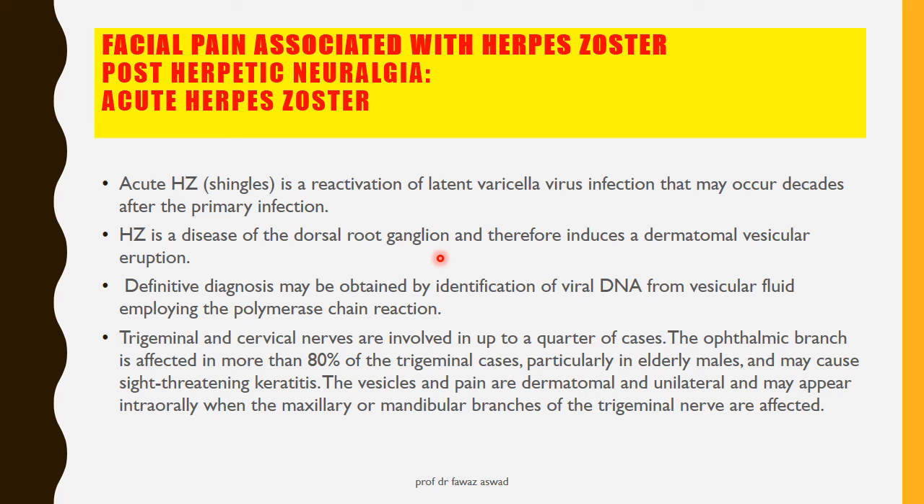In elderly people, the trigeminal nerve is mostly affected, and it may be associated with a vesicular eruption and sight-threatening keratitis. The vesicles and pain are dermatomal and unilateral and may appear intraorally when the maxillary or mandibular branch is affected. So we could demonstrate the presence of multiple vesicular eruptions on the oral mucosa. In cases of herpes zoster infection, the maxillary and mandibular branches of the trigeminal nerve are going to be affected.